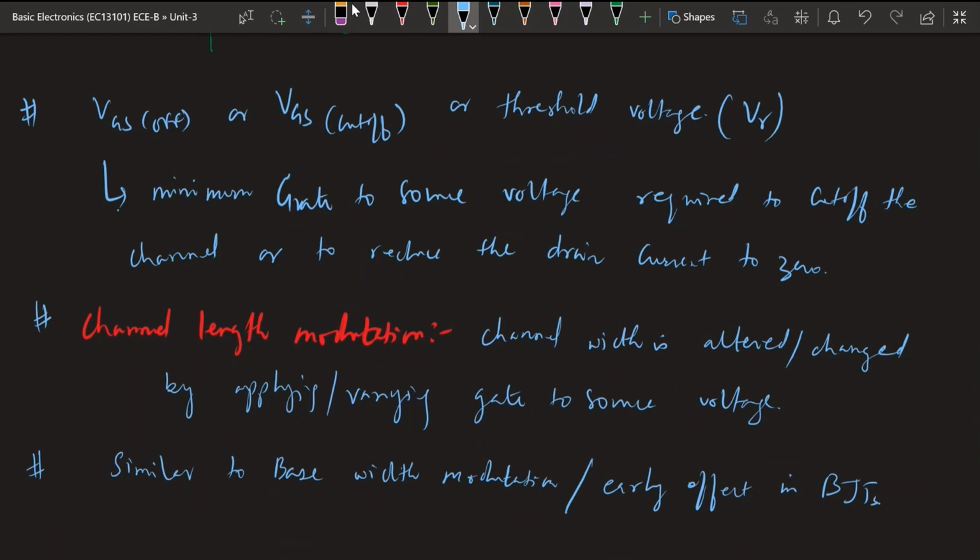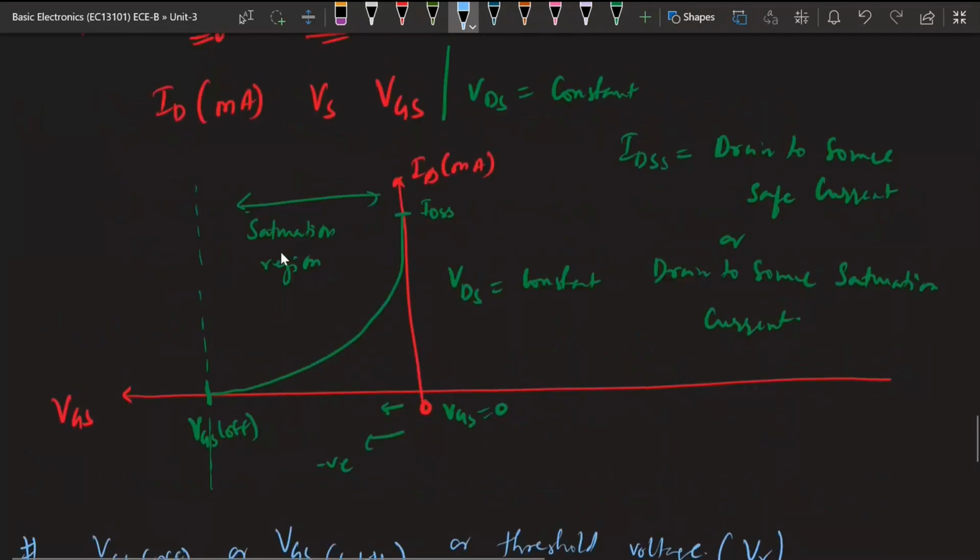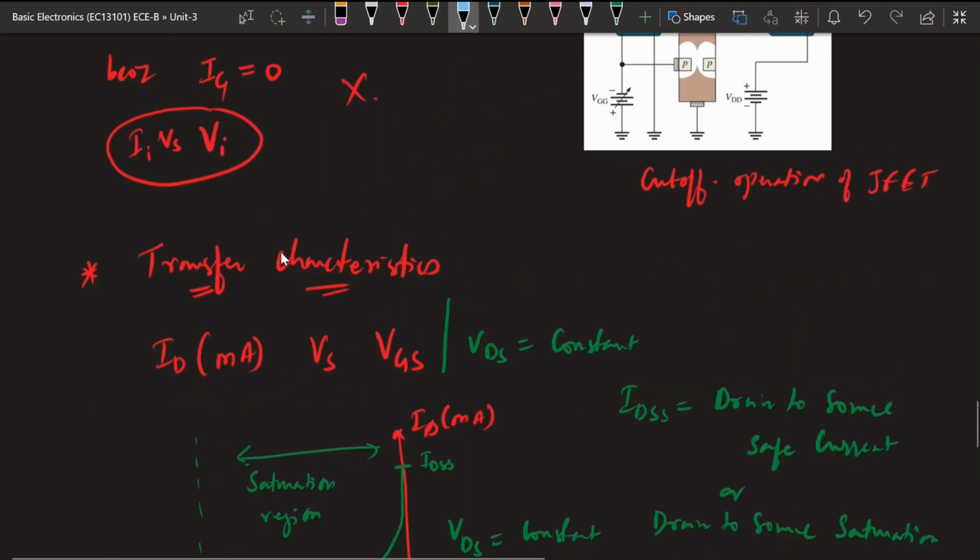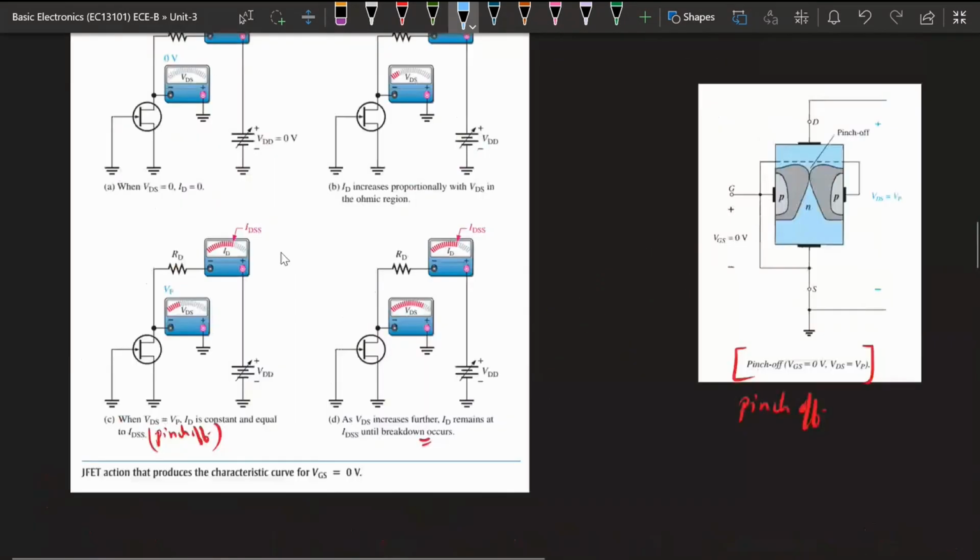So this is all about the drain and transfer curve of the JFET. A similar analysis can be done for p-channel JFETs also. So this is all about the operation of the n-channel JFET.